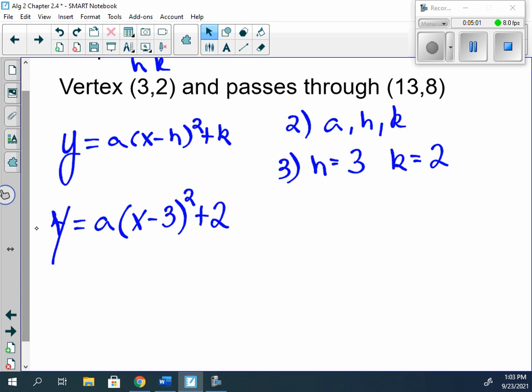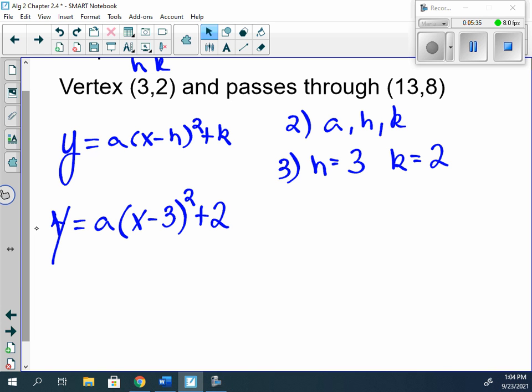But here we don't have p. We don't have the 1 over 4p, do we? We have A, yes? Is there anything we haven't used that they've given us so far? 13, 8, yes? So this point is on the parabola. It is a point that's on the graph. So what that's telling me is if I plug 13 in for x, the value of y would be 8, yes? Because that's what a point is: if we plug the x value in, we will get the y value out.